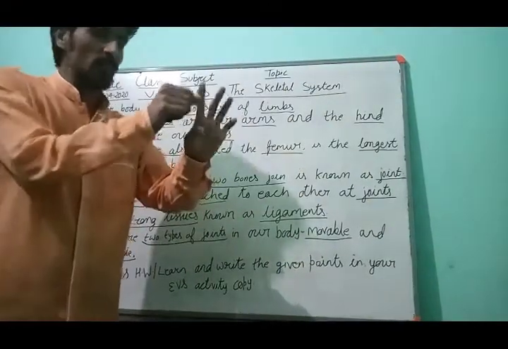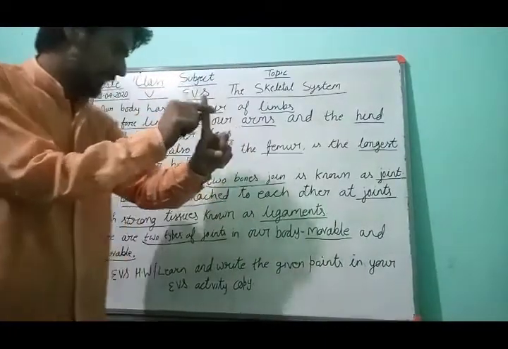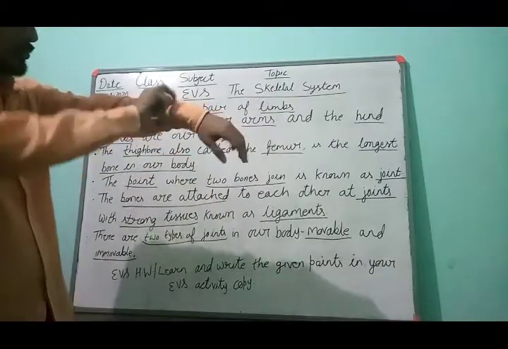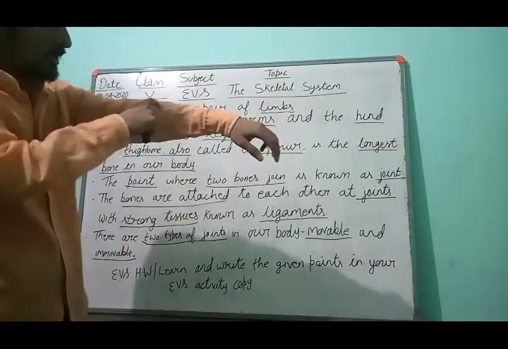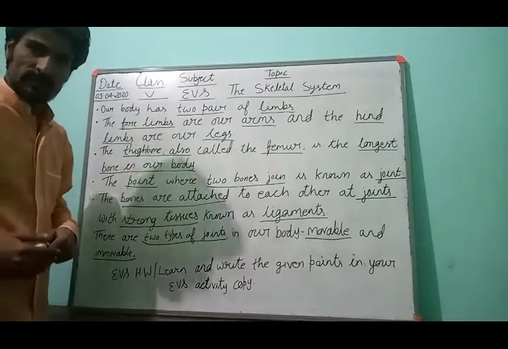Like my finger bones, I can move them, I can make motion in them. Those are the movable joints. And if I want to fold my hand from this place, it is not possible. So this type of joints are known as the immovable joints.